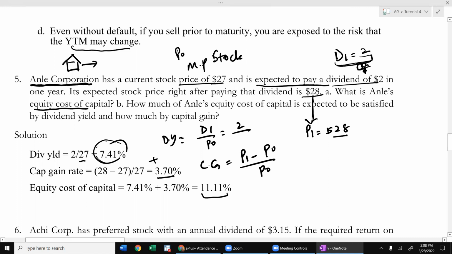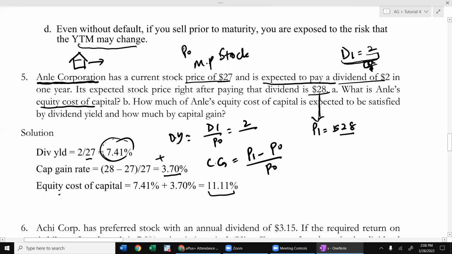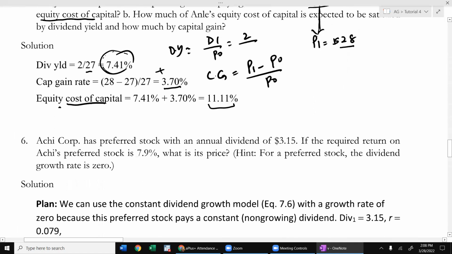Because it's from a corporate perspective, we are calling it cost. But if the question states that you have invested in this unlevered corporation stock, then it will be return on capital, return on equity. Same thing, but different perspective.